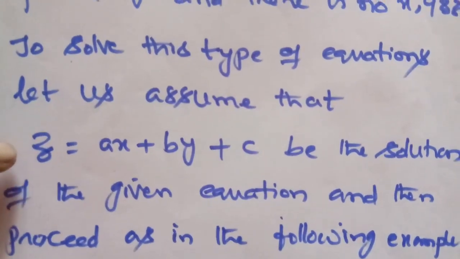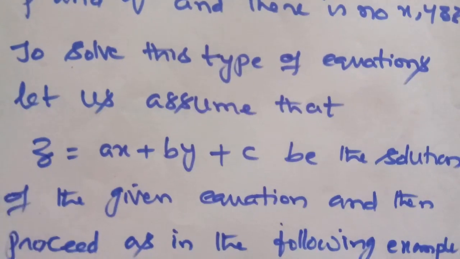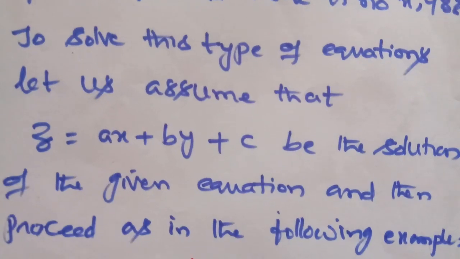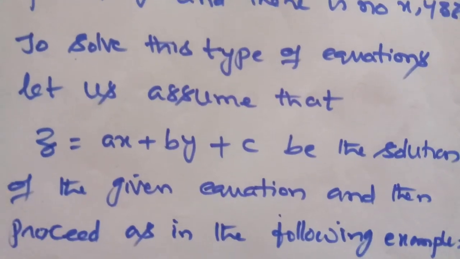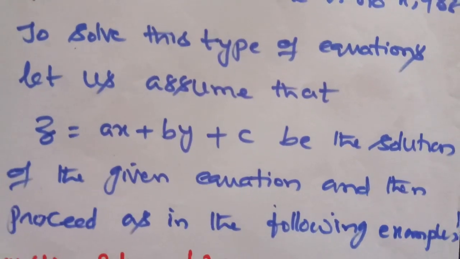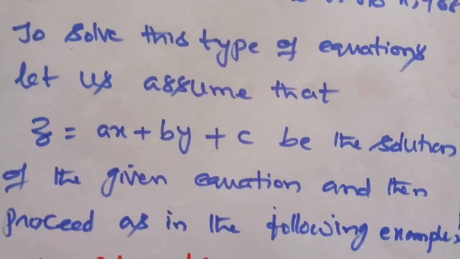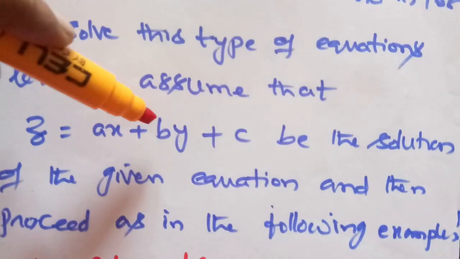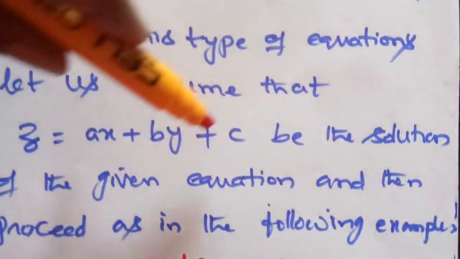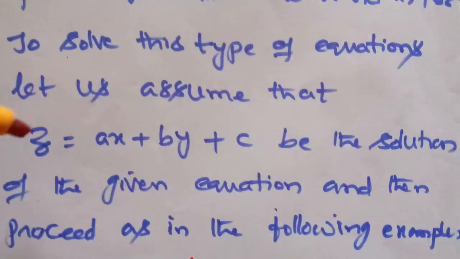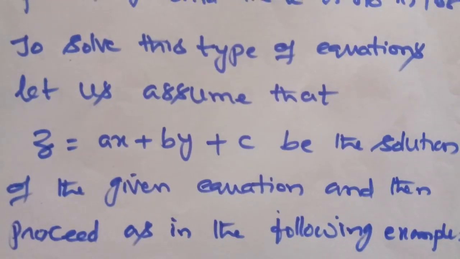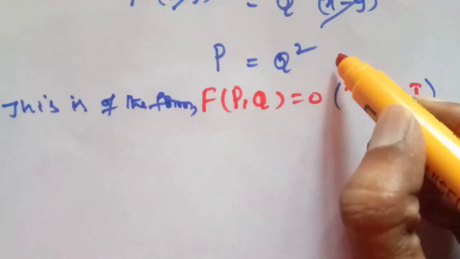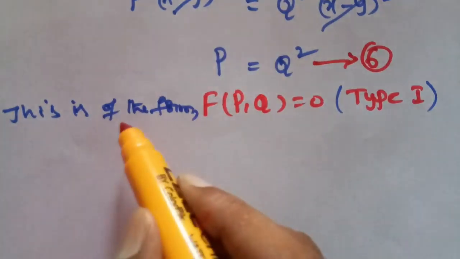That means partially differentiating z with respect to x one time, then we get the value of p. With respect to y, then we get the value of q. Therefore we get the values of p and q. Substitute the values of p and q in the given equation, then we get the value of b in terms of a, and then substitute that b value in the solution. It becomes a complete integral as it contains two arbitrary constants and two independent variables. Now we can follow the same procedure. Say this is equation number 6.